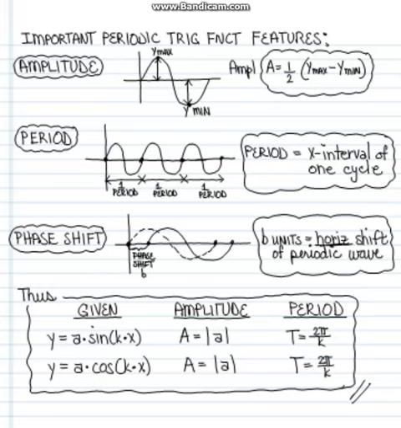So we're going to summarize what we've just seen here. Thus, given that y equals a times the sine of k times x, the amplitude, capital A, is equal to the absolute value of the number in front of the sine, the absolute value of the number a, and the period T is equal to the original period 2 pi divided by the number k that we have in the given equation. Similarly, for y equals a times the cosine of k times x, the amplitude is the absolute value of the number a, lowercase a, and the period T is equal to the original period 2 pi divided by the number k.